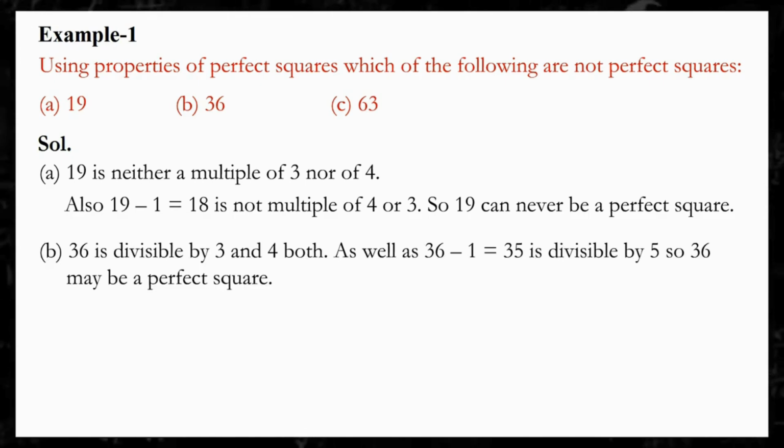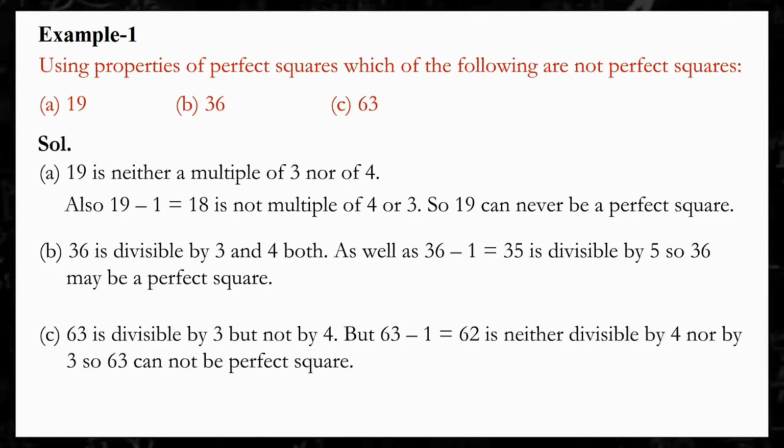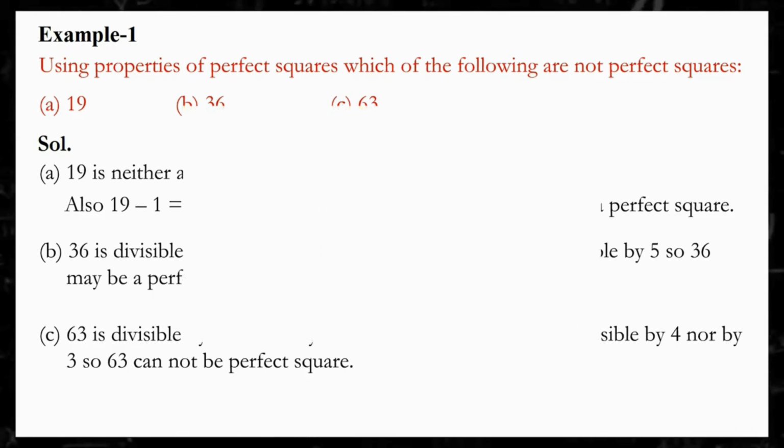B. 36 is divisible by 3 and 4 both, as well as 36 minus 1 is equal to 35, which is divisible by 5. So, 36 may be a perfect square. C. 63 is divisible by 3 but not by 4. But 63 minus 1 is equal to 62, which is neither divisible by 4 nor by 3. So, 63 cannot be a perfect square.